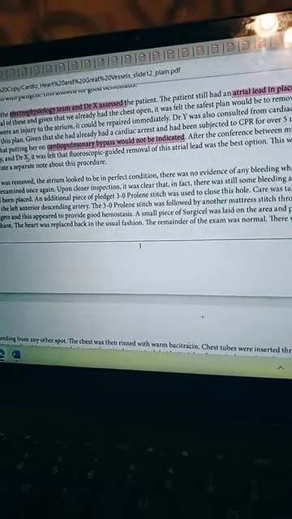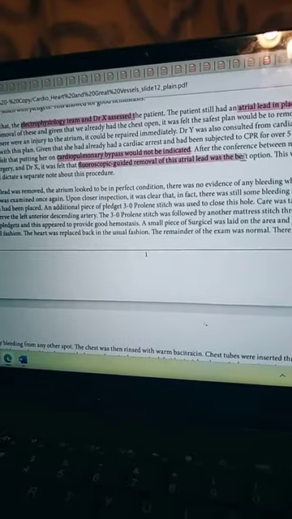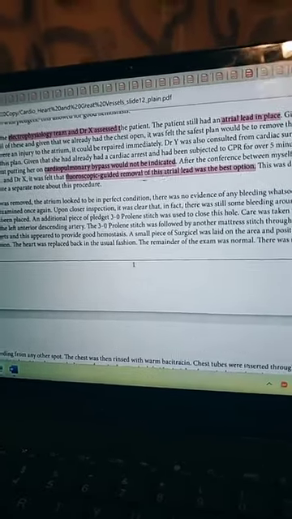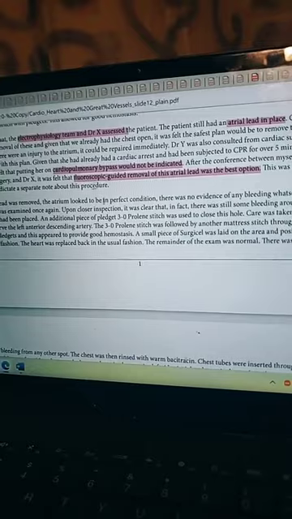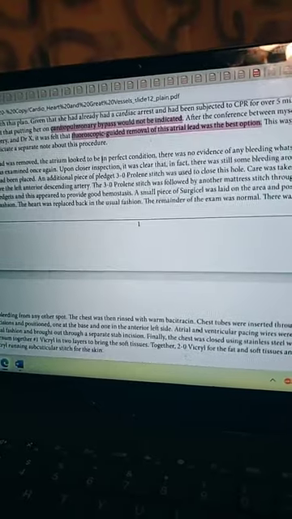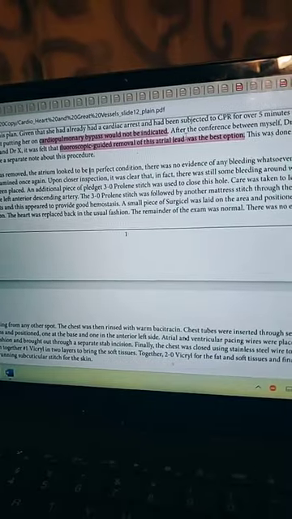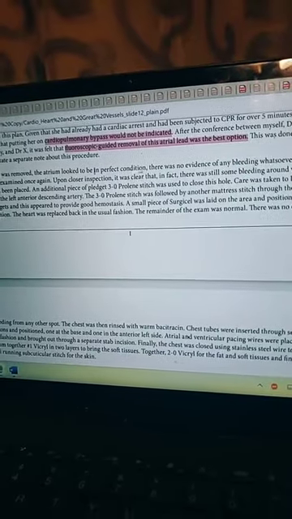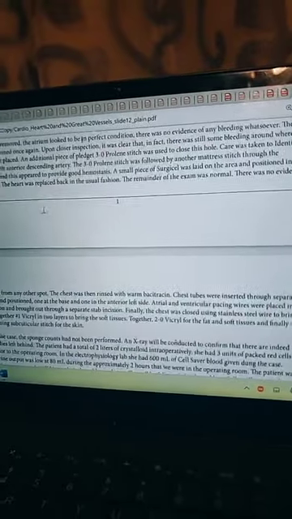It looks like they did have some consultations, and they felt like a fluoroscope guided removal of that arterial lead was going to be the best. And they did get some dictation about that. So after the lead was removed, it looked in good condition. There was no evidence of bleeding. Good, good, good.